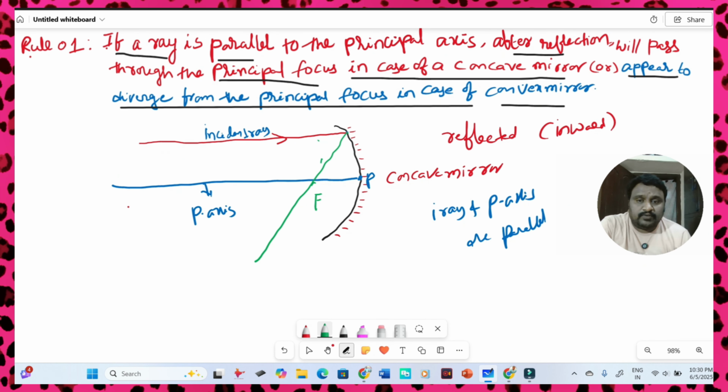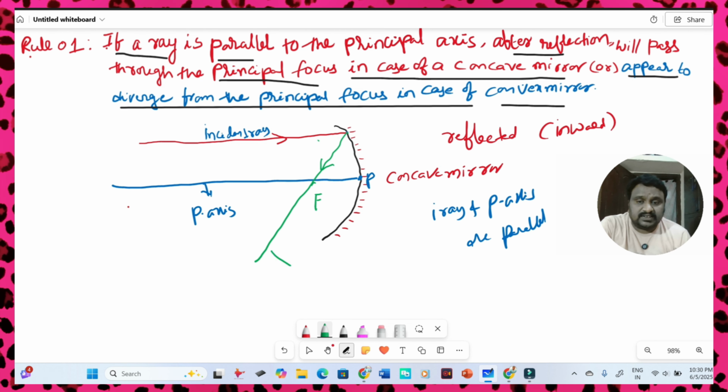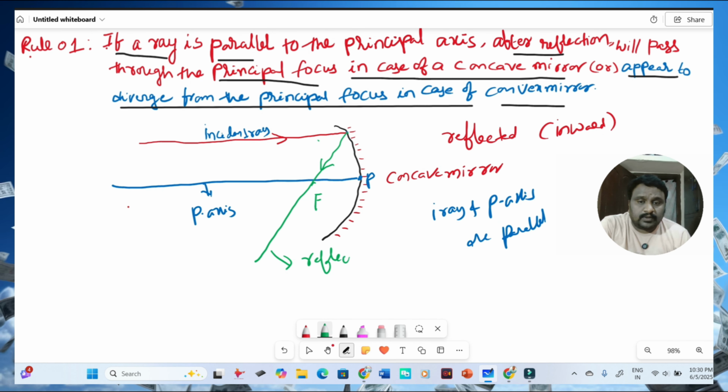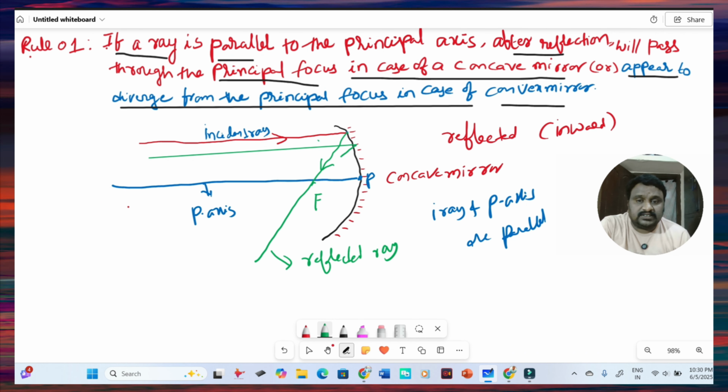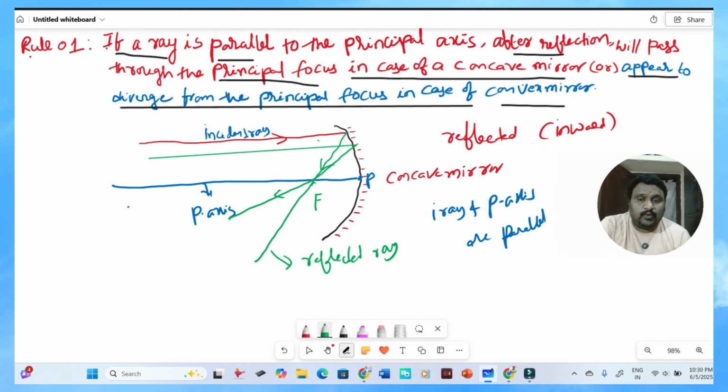You can identify the arrow mark; it is away from the reflecting surface. That's why this is the reflected light ray and this is the incident ray. So the ray which is parallel to the principal axis, after reflection passes through the focus. This is rule number one.